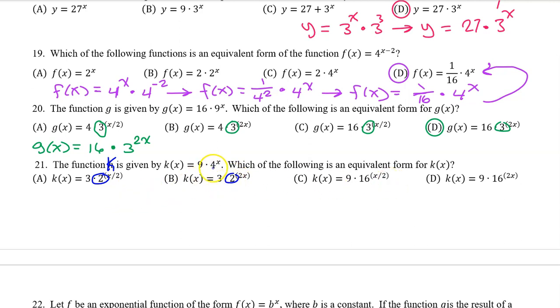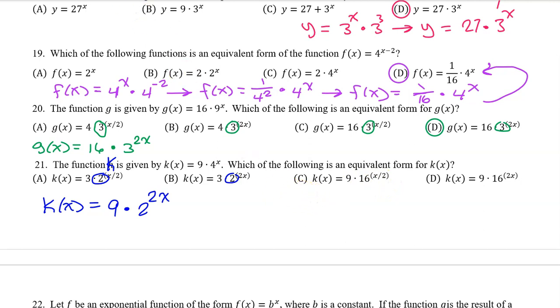So if I rewrite the 4 as 2 squared, then that would give me k of x is equal to, and I would still have the 9, and rewriting 4 as 2 squared, and then applying the x, I would have this. So does that give me any of the answers? I see the 2x there, but that's a 3. I see the 2x over here, but this is a 16. So that did not work. Okay, so that means instead of going for the 2, I need to go for the 16.